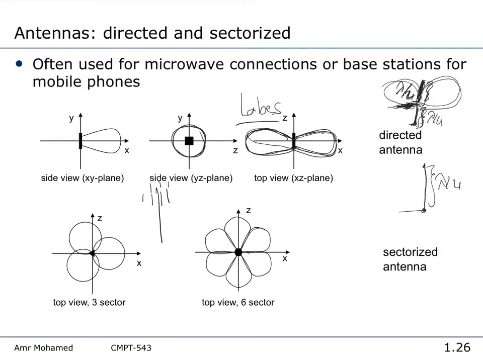Why? Because the base station uses what we call a sectorized antenna. It's actually multiple of them in different directions. Sometimes they call it an array antenna, sometimes a circular antenna or sectorized antenna. What they do is create these lobes in specific directions which cover all the 360 degrees. So you can have communication in all directions.